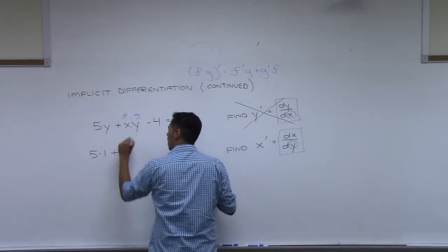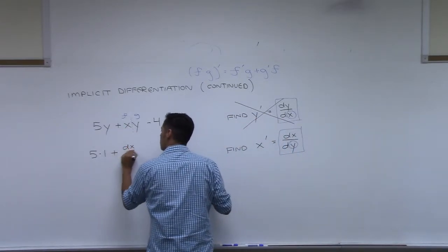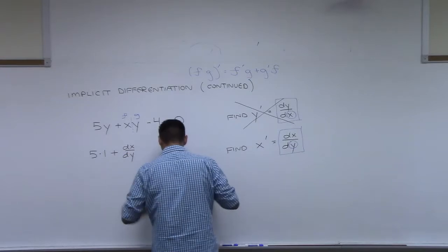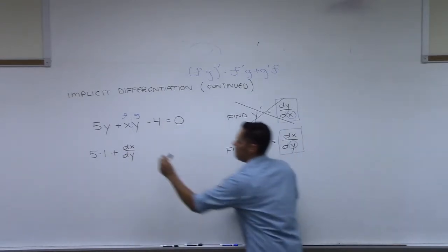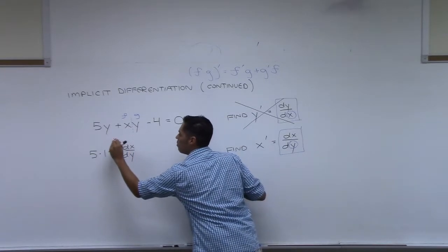So the derivative of x is dx/dy. Please, again, understand that this really is x prime, right?